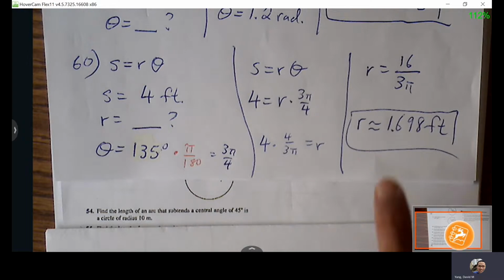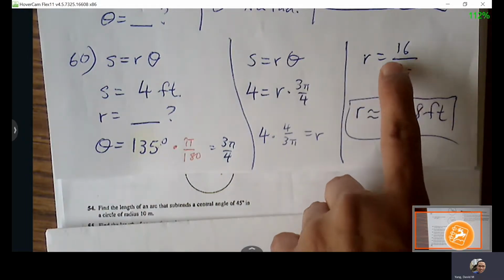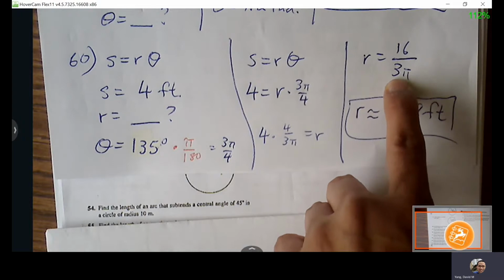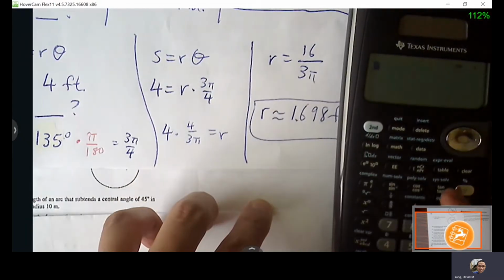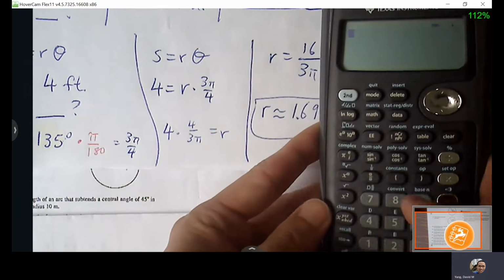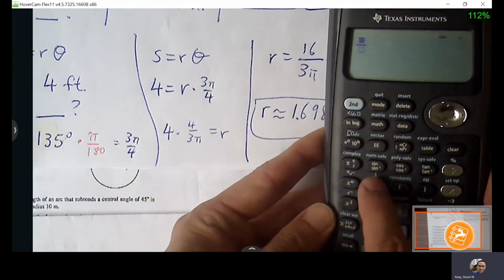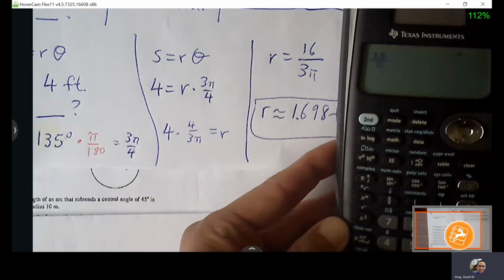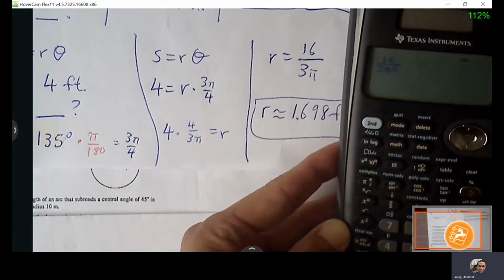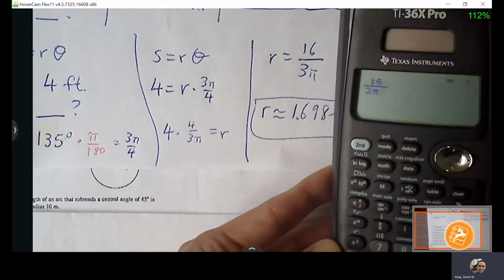I do want to point something out here. When you enter in your calculator, if you want to get a decimal value, ideally use the n over d feature. See that box over box? Get that 16 over 3 pi to show up. If you can get that feature, that'll be the best.